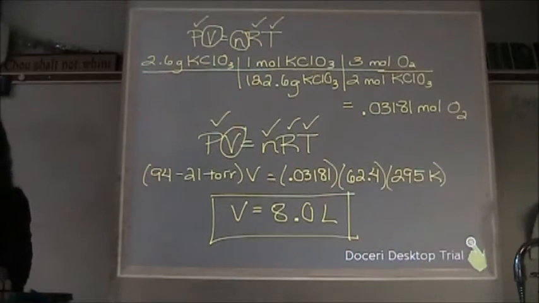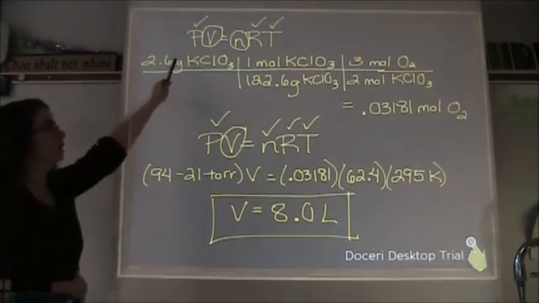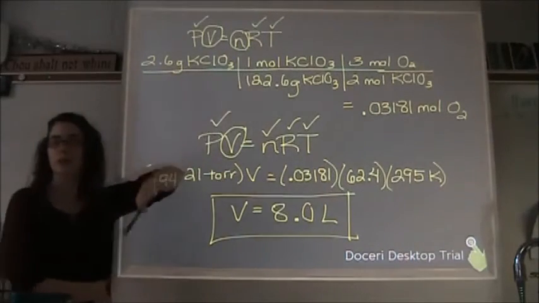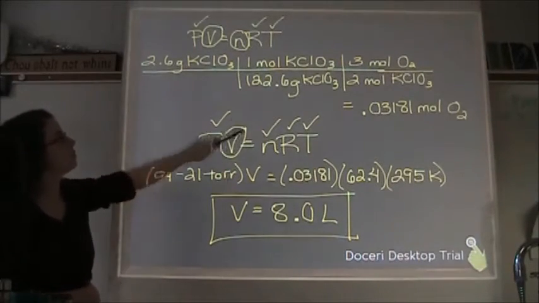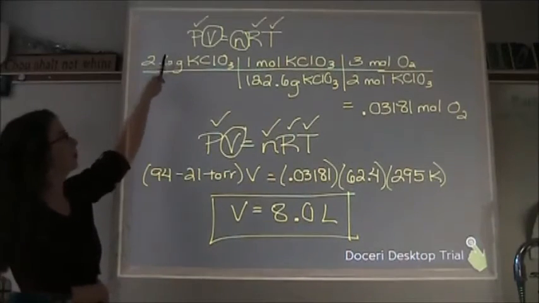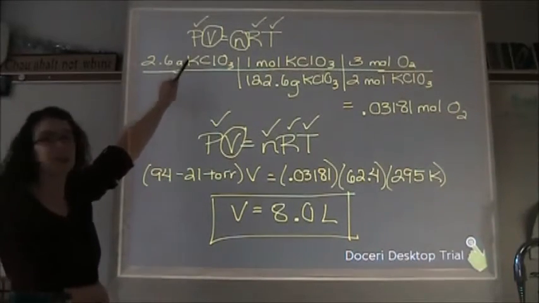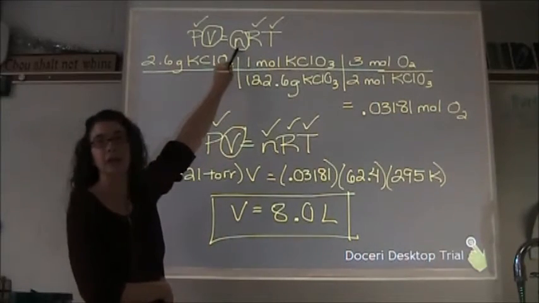So let me just point something out. I saw multiple people doing this as I was walking around. You wrote this out, you started putting check marks, great. But what I saw was people said, oh, I'm missing moles, so let me take this number, KClO3, and convert that into moles, and then plug it in.